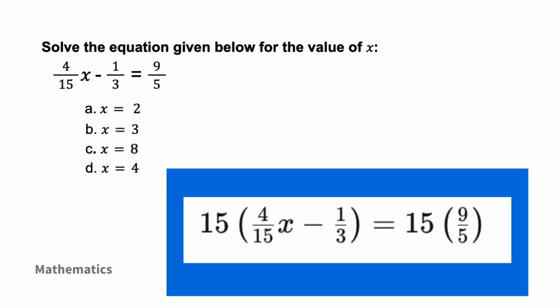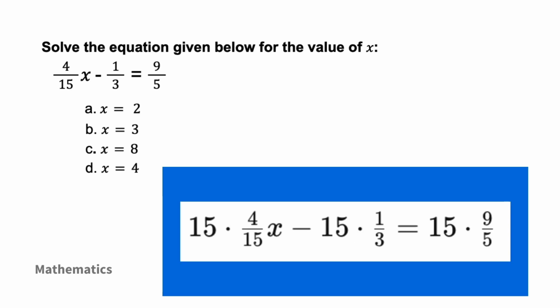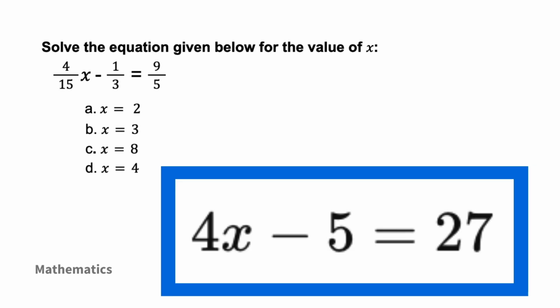To make the equation easier to work with, we'll clear the fractions by multiplying every term by the least common multiple of the denominators, in this case 15, 3, and 5, which the LCM is 15. The next step is to expand both sides. So you can see that on the screen now.